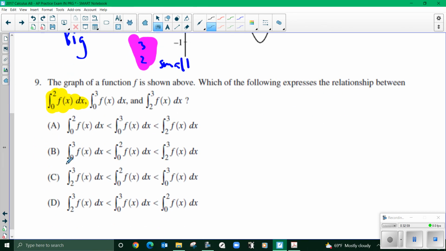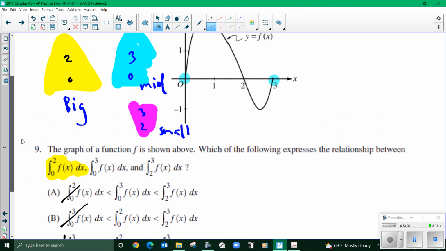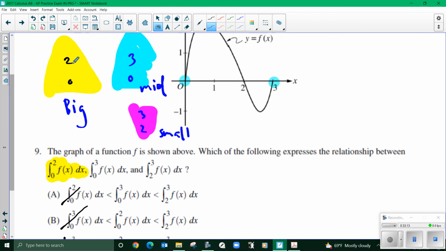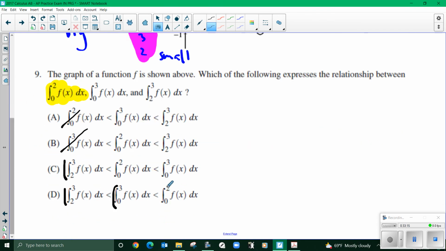So it's either going to be choice C, or it can't be this one or this one. I want 3 and 2 listed first. Then I want my middle one to be 3 and 0. And the last one has to be 0 to 2, because that is my biggest one. Choice D. Good.